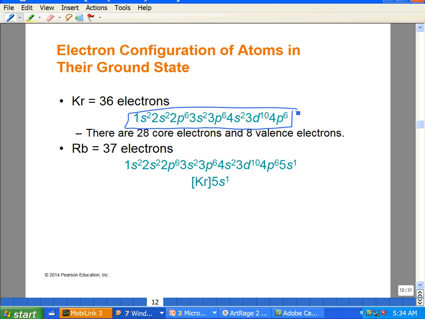So if we were to actually want to write the electron configuration for the next element up, which would be rubidium, we could just take that krypton core, which is right here, and then add the 5s. So what I want you to do, let's just go back and do the ones that we just did a few minutes ago.